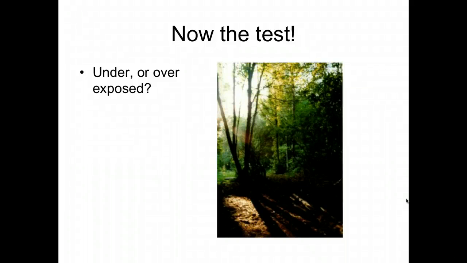Is this photo under or overexposed? The answer is it's underexposed. Look in the shadows. You notice how the shadows are extremely dark and there's no detail in them at all. That means there wasn't enough light when we took this photo. So again, we might have to change shutter speed, we might have to change our aperture, or we might have to change the sensitivity of our ISO as well.